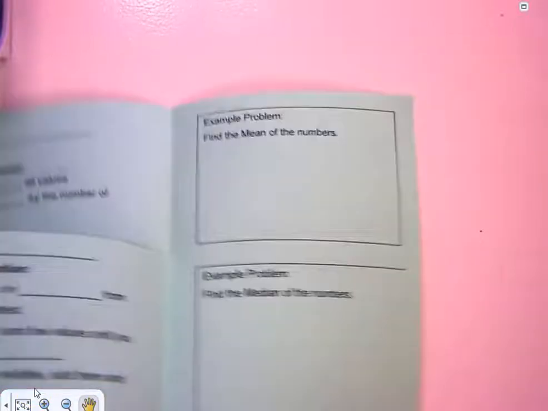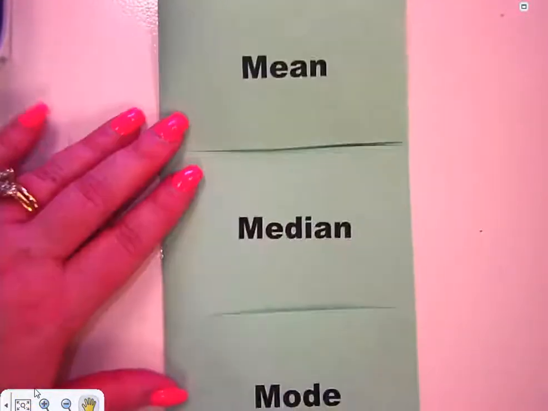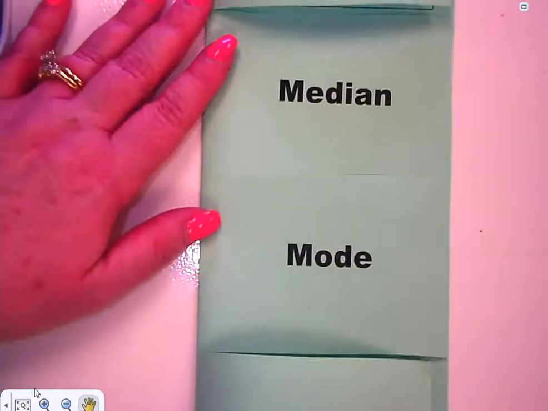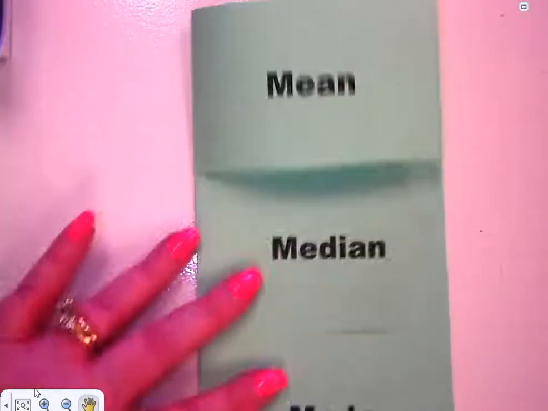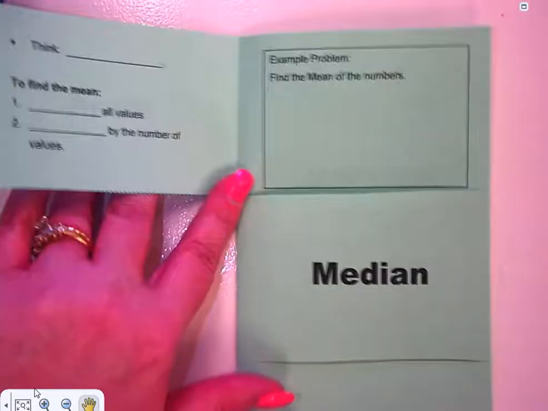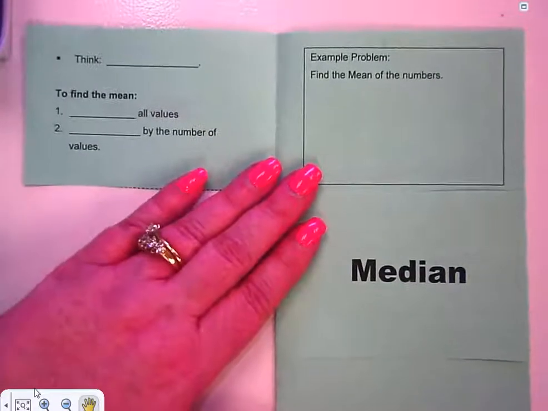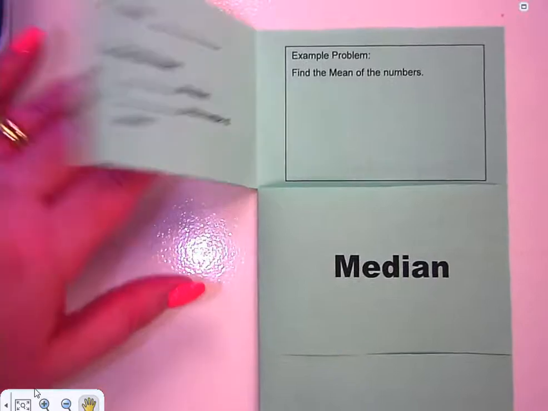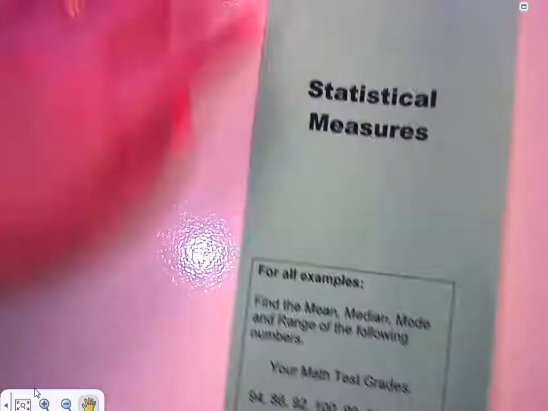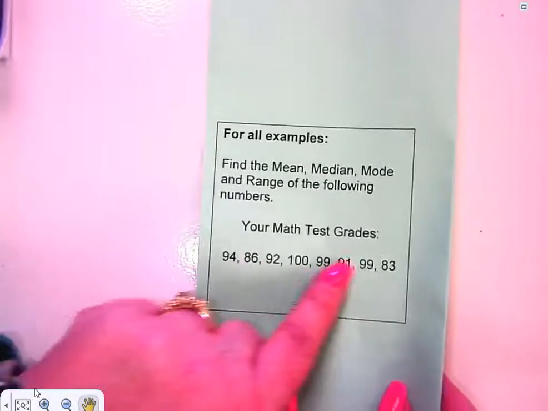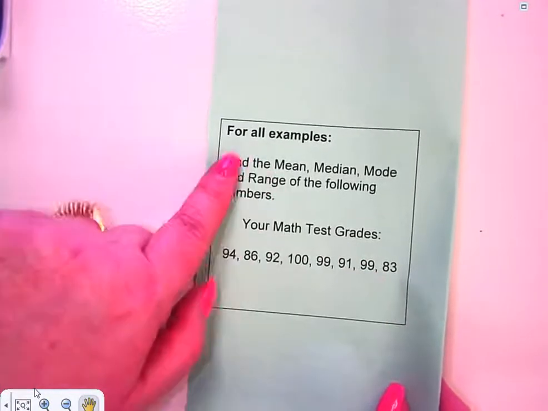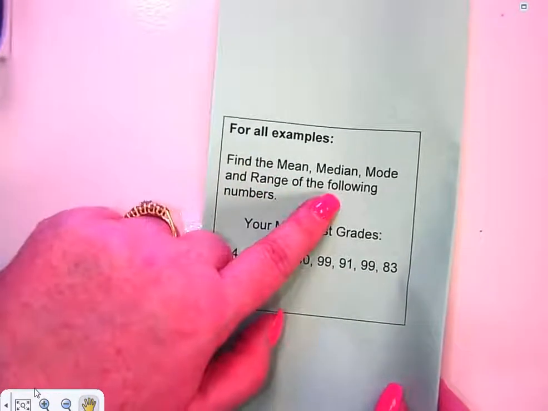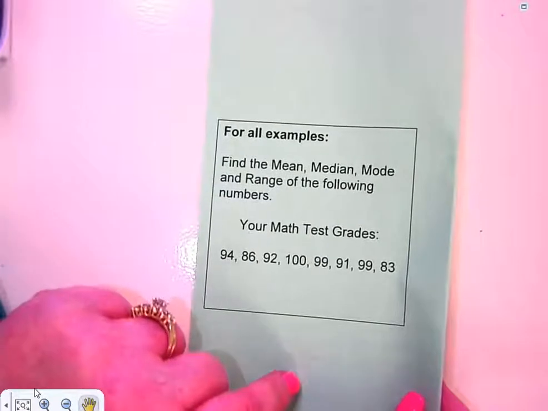All right, so we have our foldable on mean, median, mode, and range, and should have folded it and cut on the dotted lines inside. And we're going to start by looking at our data set, and I'm going to copy it inside. This is the problem that we're using. We're finding the mean, median, mode, and range of the following numbers.